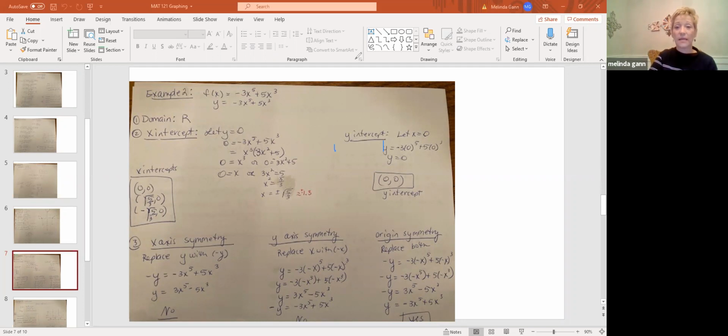Now, how do you get the y-intercept? Remember, you let x be 0. So I just substituted 0 in there and got 0 back out. So 0, 0 is my y-intercept. So already I've got 4 points.